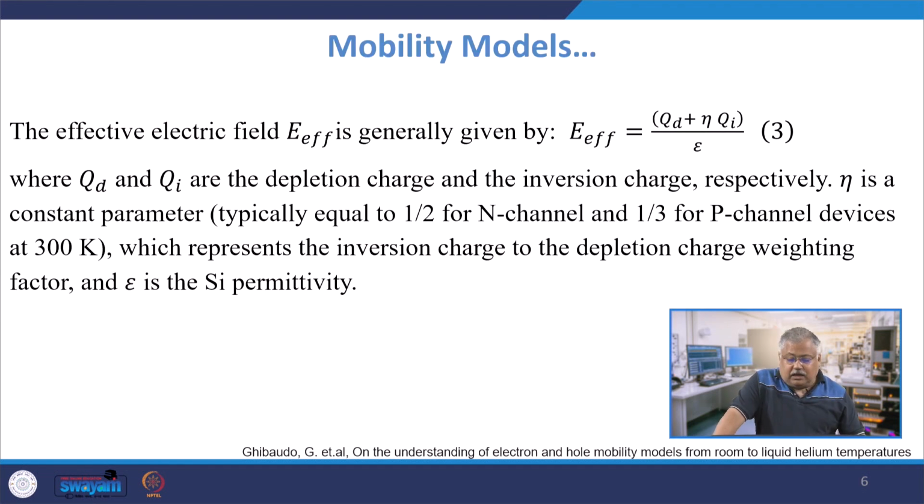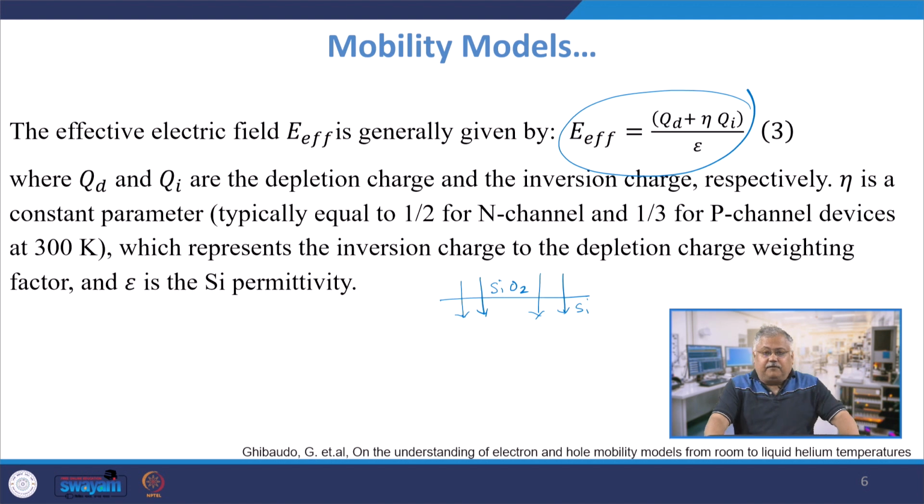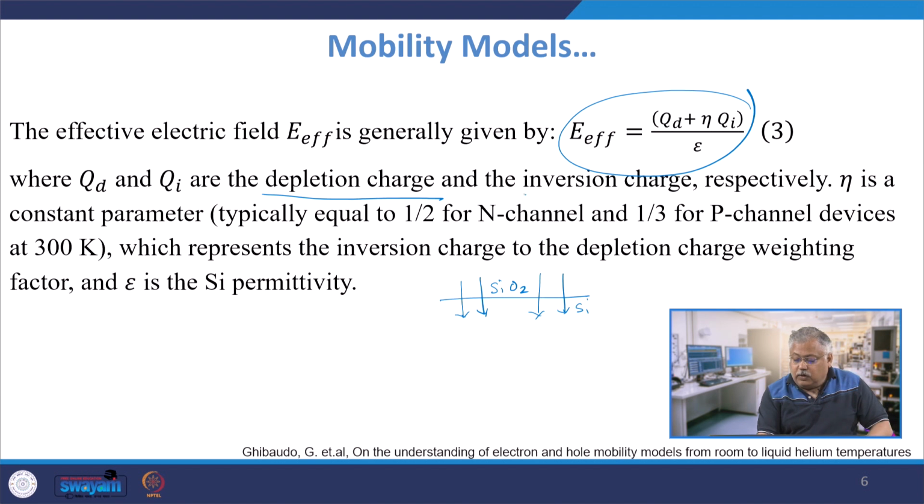Now, the effective electric field, and this is quite interesting. So this is silicon dioxide, this is silicon. The effective electric field is directed in this direction, this is E effective, and it is given by this formula shown here, QD plus eta times QI by epsilon, where QD is the depletion charge and QI is the inversion charge. Eta is a constant parameter. I will not go into details of it, but typically it is 1 by 2 for N channel and 1 by 3 for P channel.